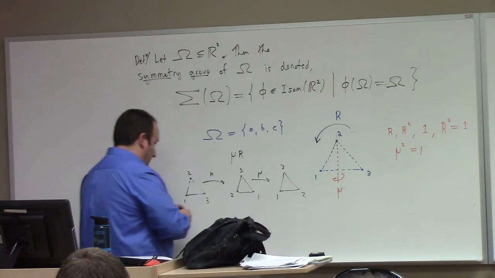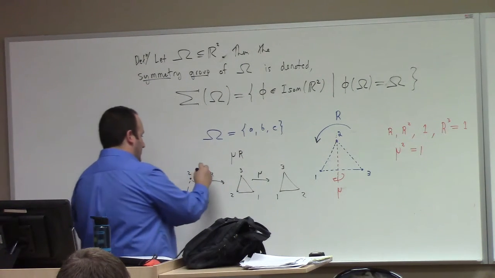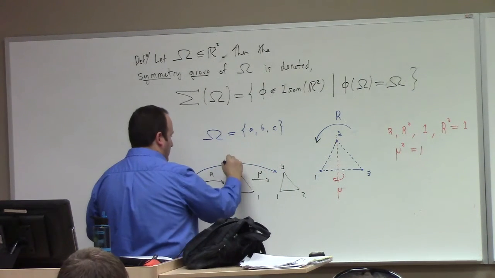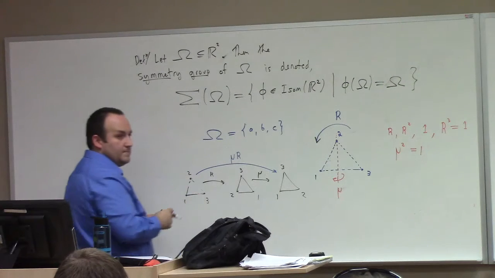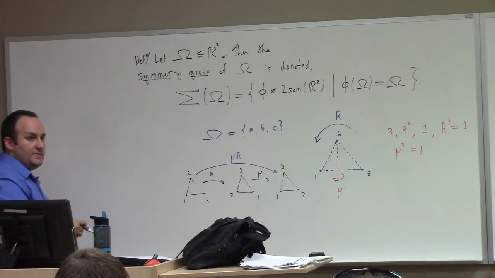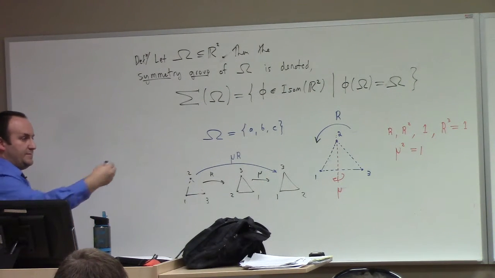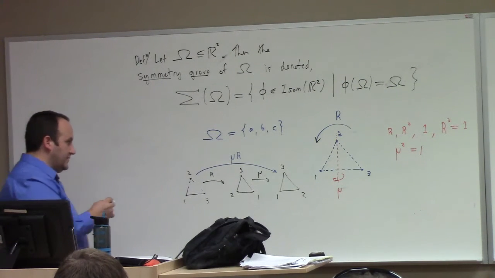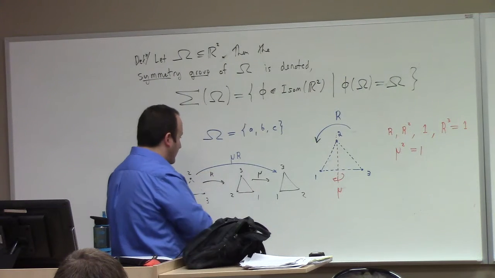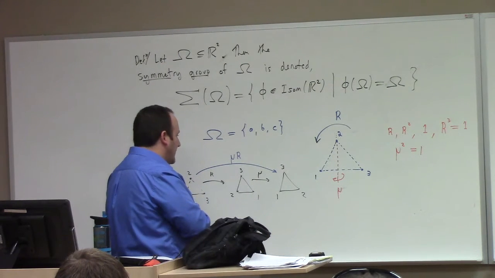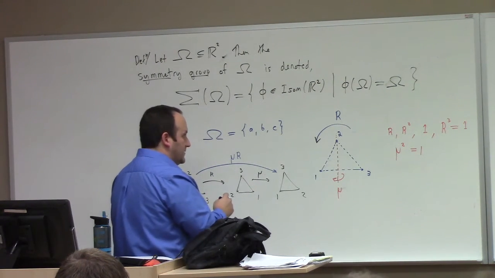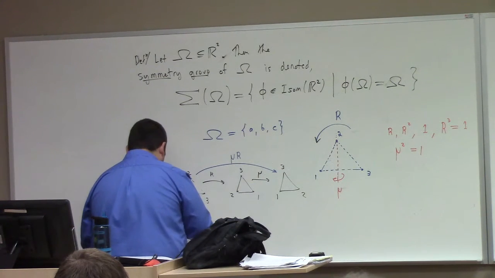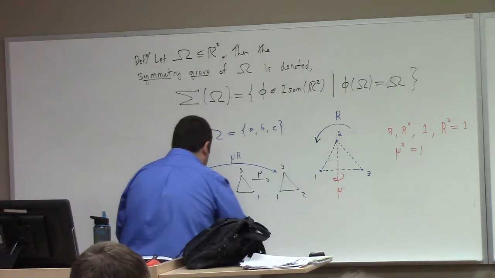Now, so this is mu r, right? Thinking of these as permutations, reading them like composition of functions. Then on the other hand, we could look at, let's see here, how about if we look at R squared?